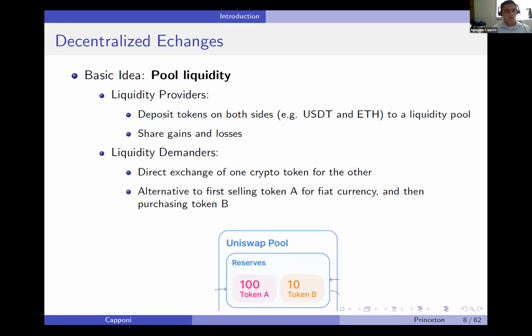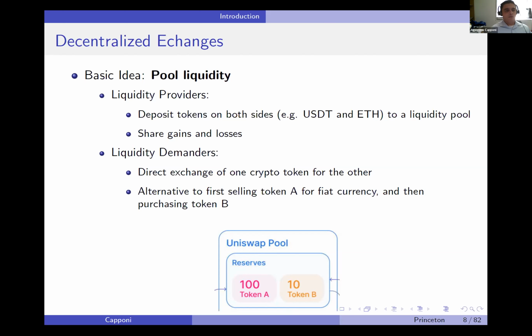Pooling liquidity means that the liquidity providers want to deposit tokens on both sides. Suppose that you want to deposit the USD stablecoin and Ethereum. You hold those two tokens. So what you do, you go ahead and deposit those tokens to a pool. And then I can deposit, Luidgar can deposit, everybody who is part of this pool can deposit tokens. And then we share gains and losses. So we're not competing, we are actually cooperating with each other, because the idea is that whatever gains or losses we are making, we are all sharing them equally.